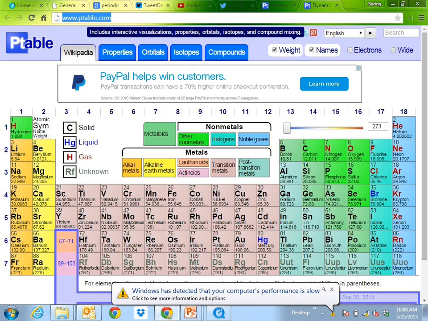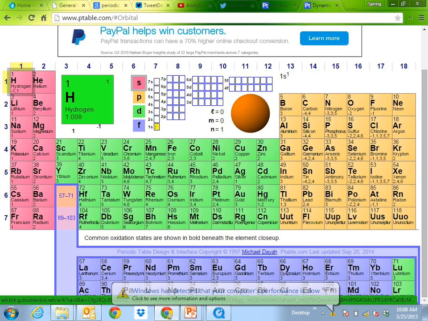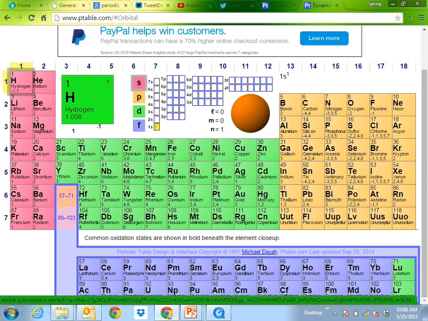Okay, but those tabs across the top, properties, orbitals, isotopes, we talked about isotopes. Compounds might come in handy. I'm going to click on orbitals, okay? And orbitals, you guys see the familiar 1s, 2s, 2p, 3s, 3p, 4s, 4p, and then the 3d is kind of inserted in there. Okay, so right now it's clicked on hydrogen.